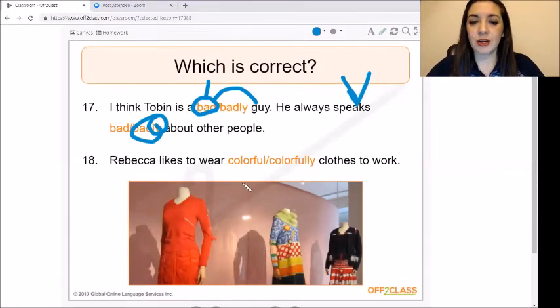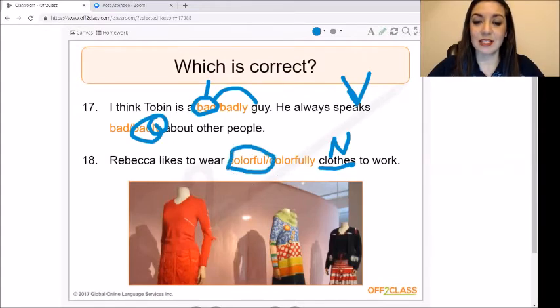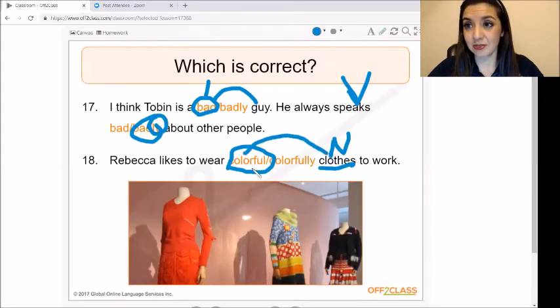18, Rebecca likes to wear colorful or colorfully clothes to work. Okay, so Rebecca likes to wear, and so here's what we're looking at. It's talking about the noun clothes. So how are the clothes? It's colorful, right? Okay, that's the adjective. It's describing the noun, so it is an adjective, not an adverb.